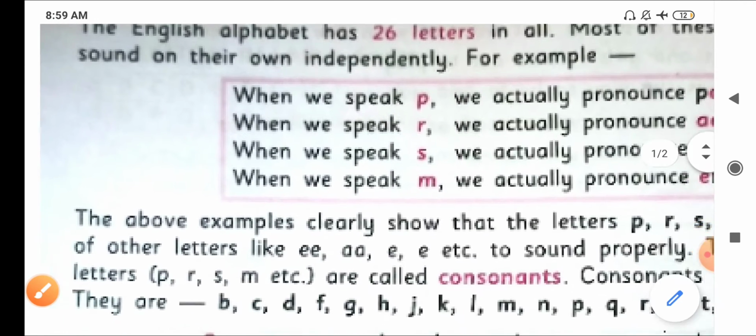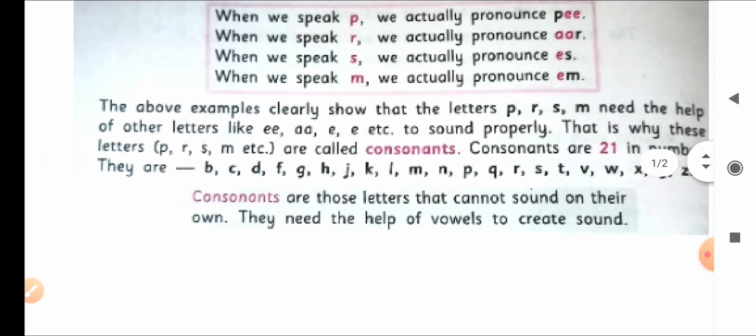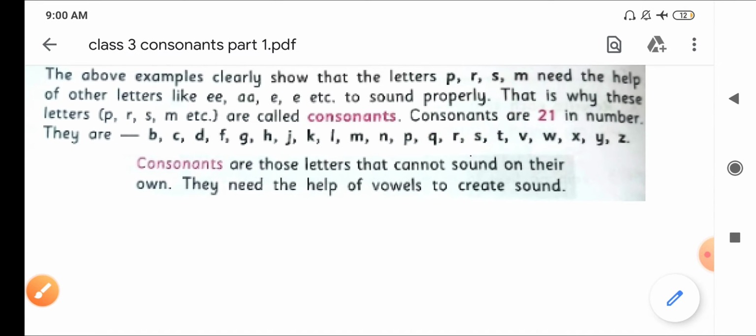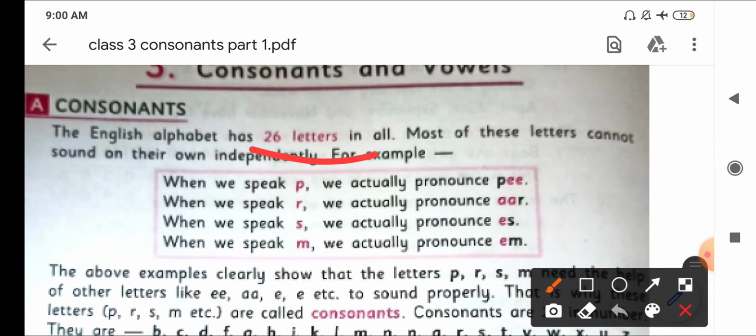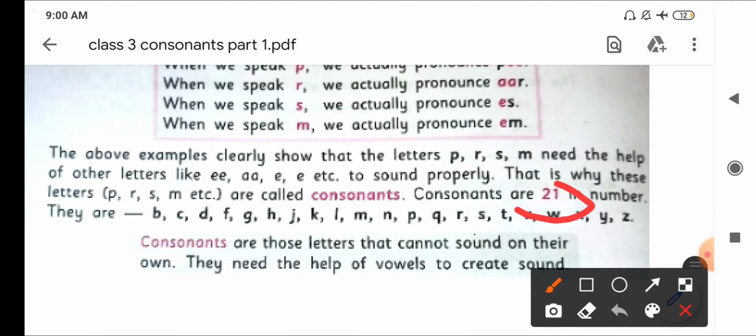Such types of letters are called consonants. So how many consonants are there? Let us see. Consonants are 21 in number. Out of 26 letters, there are 21 consonants. So what are they? Completely there are 21 consonants, and here we saw 4 examples. Now we'll see all the 21 letters of consonants.